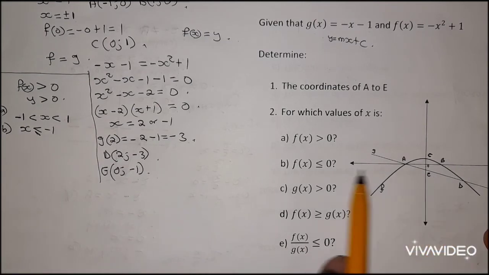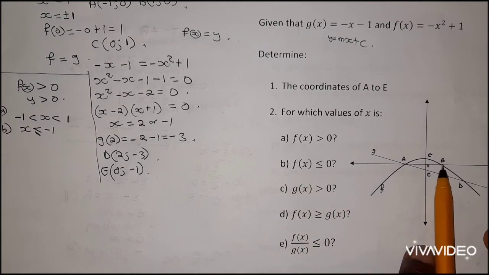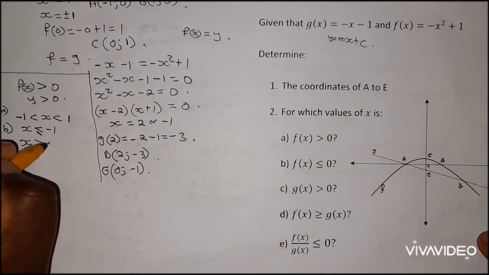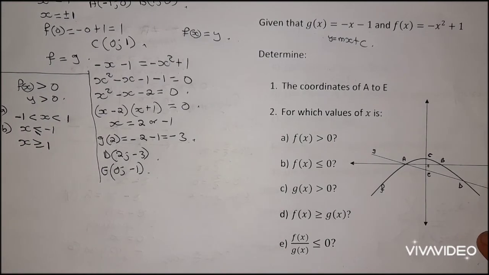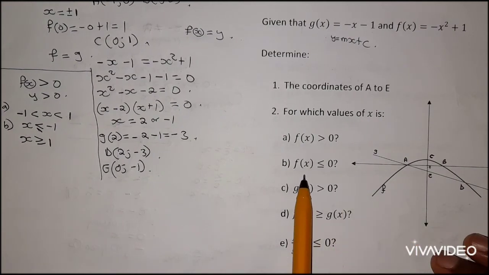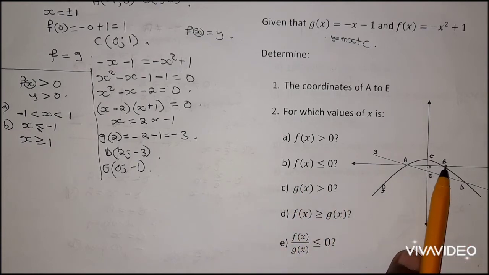And then f of x is also negative, starting from B going to the right. So we can say x is greater than or equal to 1. So we are saying f is under the x-axis, or f is negative or less than 0, from A going to the left and from B going to the right.